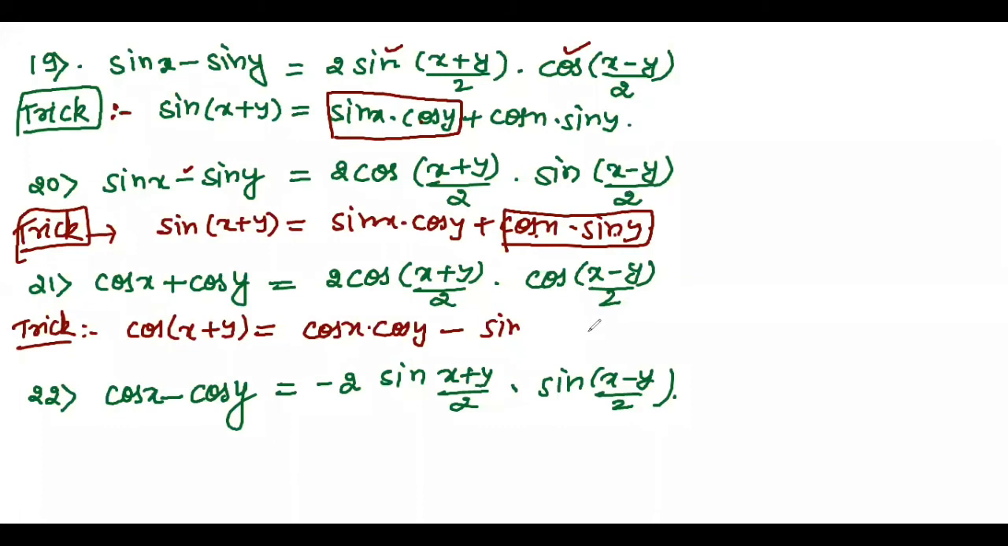Sin x into sin y. So here the plus sign is there, so because of that, we will use this first part, cos with cos. And after that, x plus y by 2 and x minus y by 2.